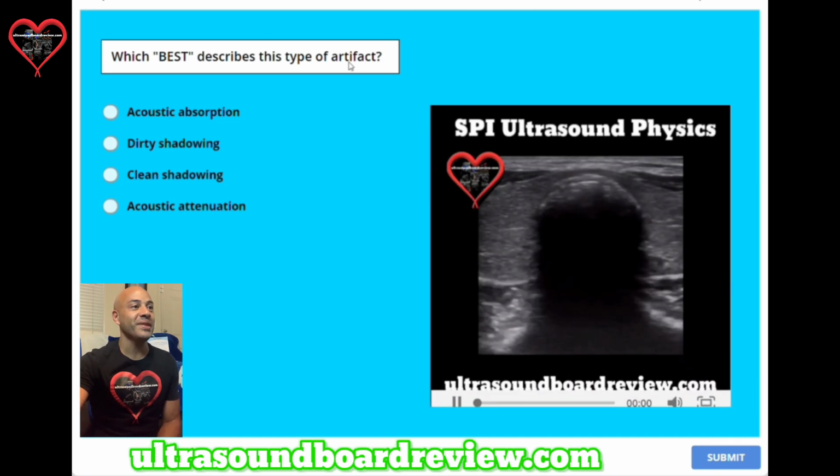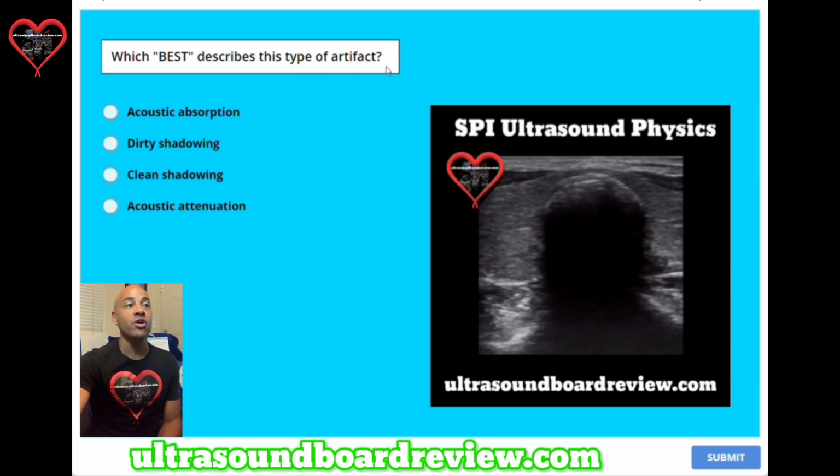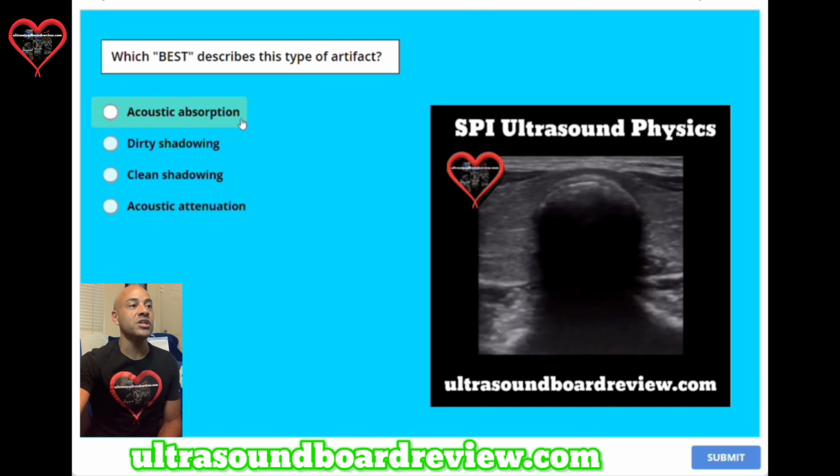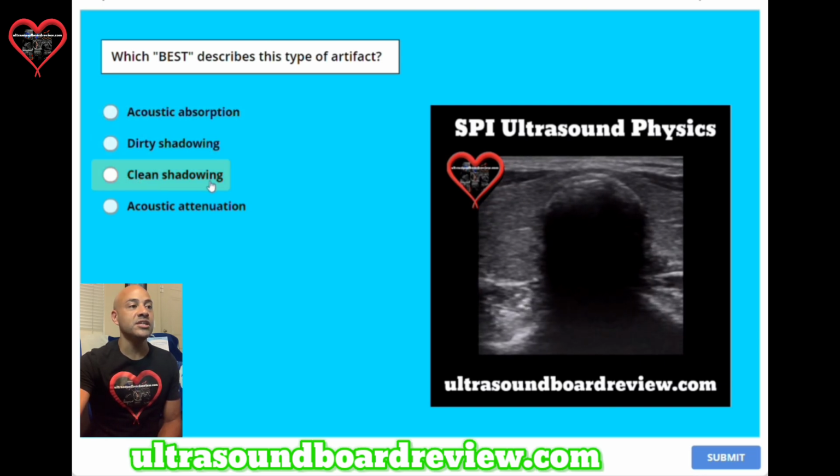Question 1. Which best describes this type of artifact? A. Acoustic absorption. B. Dirty shadowing. C. Clean shadowing. Or D. Acoustic attenuation.